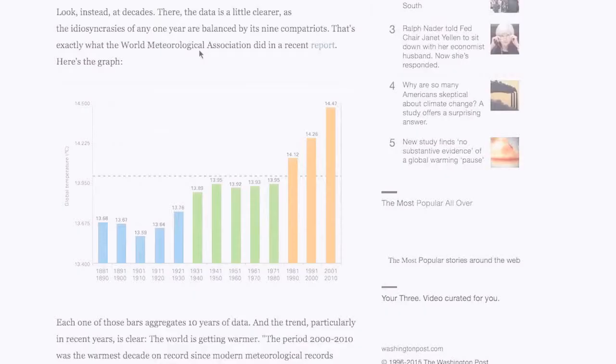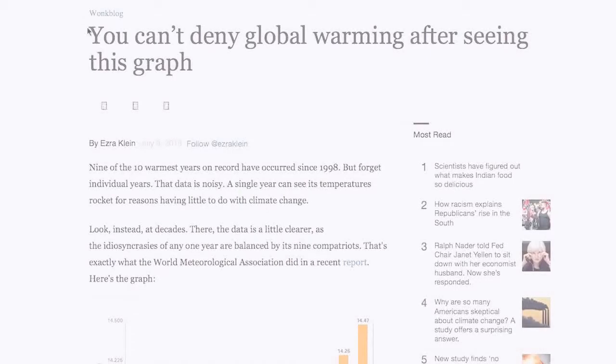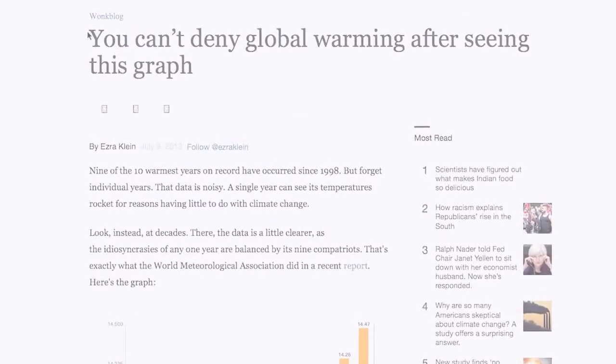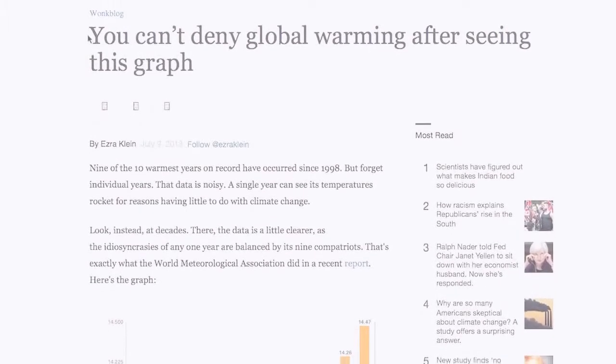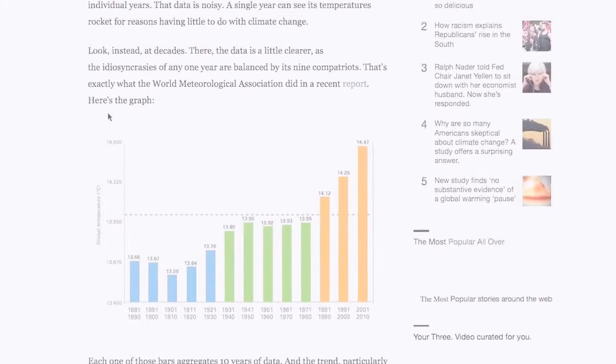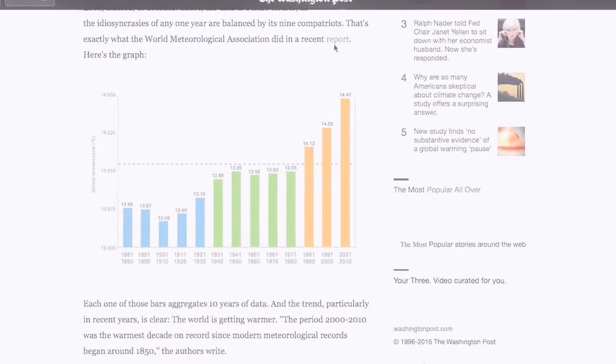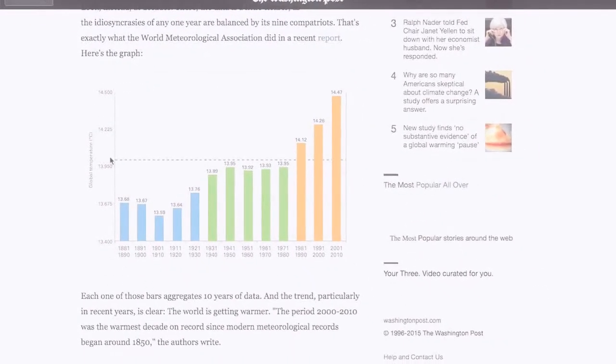So let's take a look at another example. From the Washington Post a couple years ago, the Wonk blog: "You can't deny global warming after seeing this graph." And this is a graph from the World Meteorological Association from a report that they did, and the report is linked up so you can go read it yourself. And basically this is the graphic that they have.